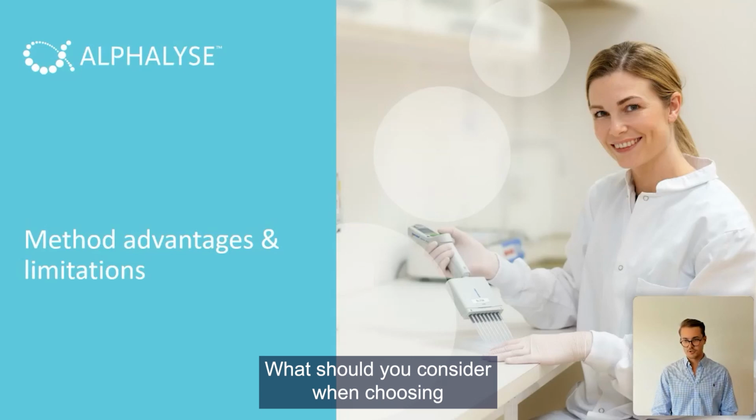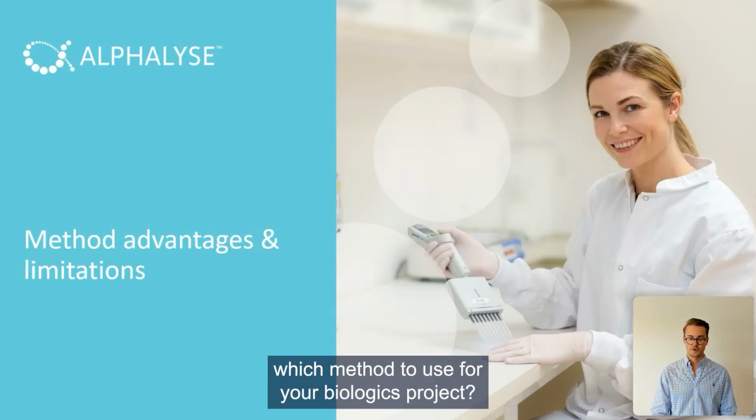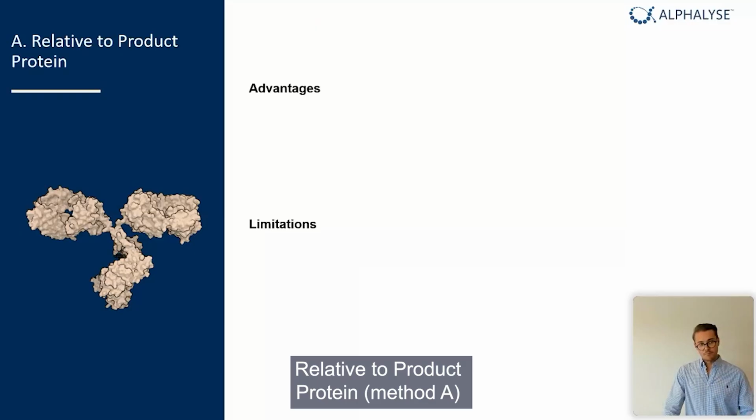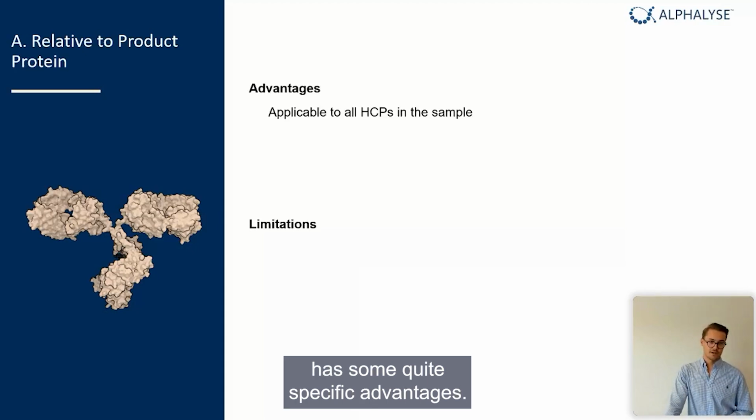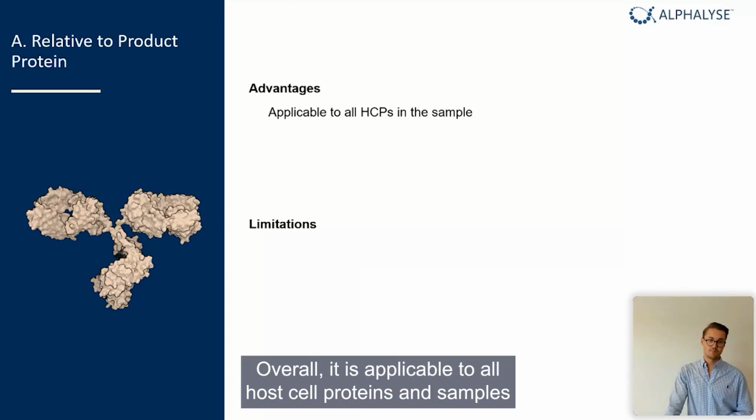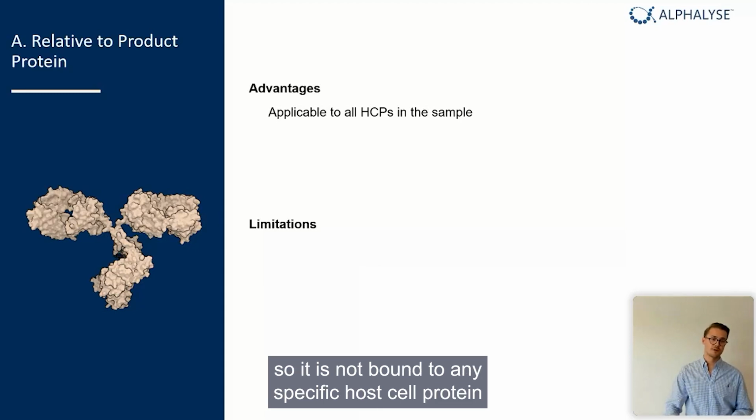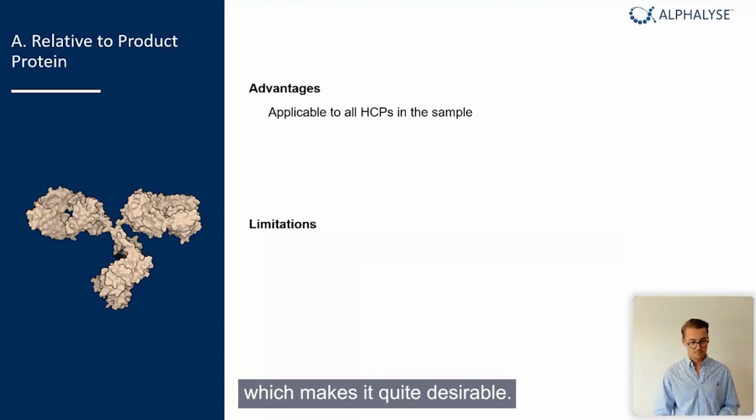What should you consider when choosing which method to use for your biologics project? Relative to product protein, method A has some quite specific advantages. Overall, it's applicable to all host cell proteins in the sample, so it's not bound to any specific host cell protein, which makes it quite desirable.